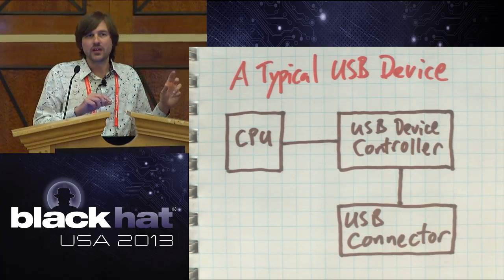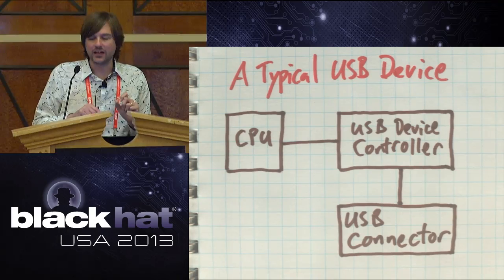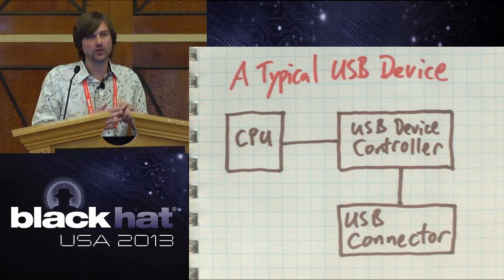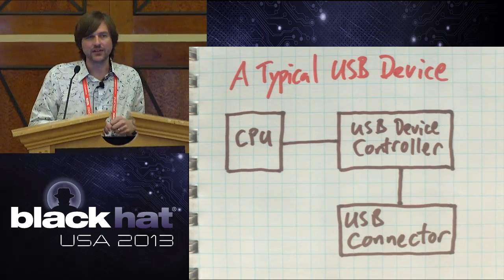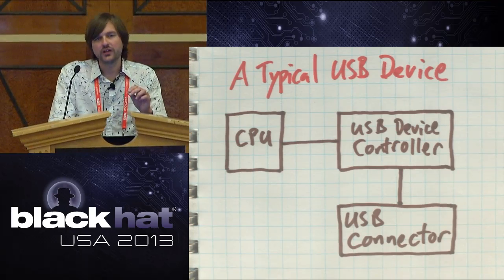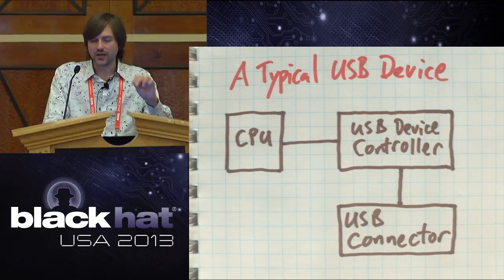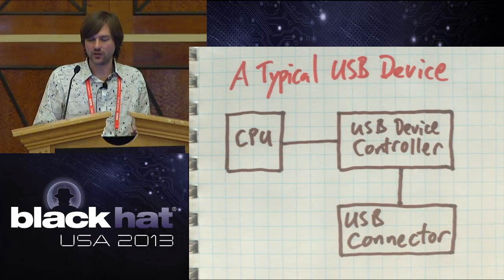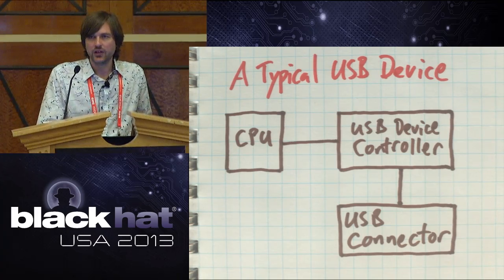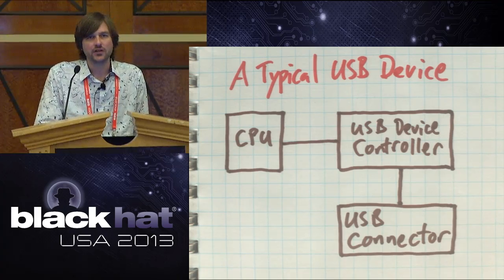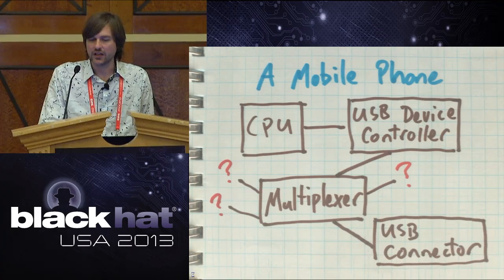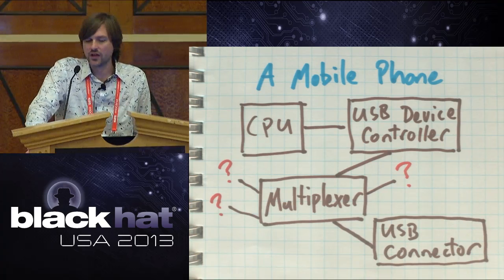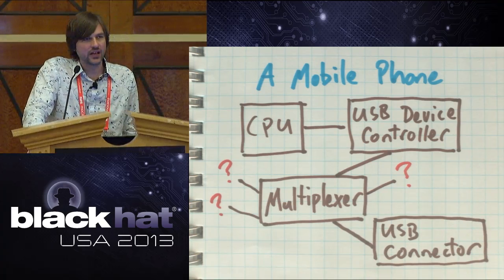And that CPU may be actually in the same integrated package. We see a lot of microcontrollers that have an integrated USB device controller. So those two things might actually be one IC. But typically you'll see that device controller connected directly to the USB connector. So if you plug into the USB connector, you're talking to the device controller. Now, mobile phones and tablets in recent years have started to do things a little bit differently. There's a CPU, and it has a USB device controller, but it does not directly connect to the USB connector.